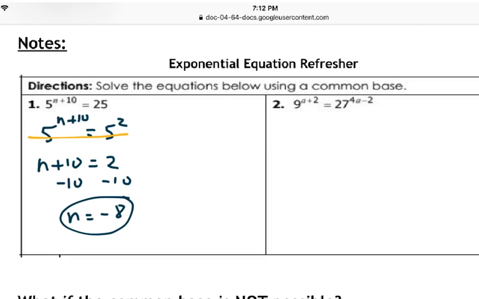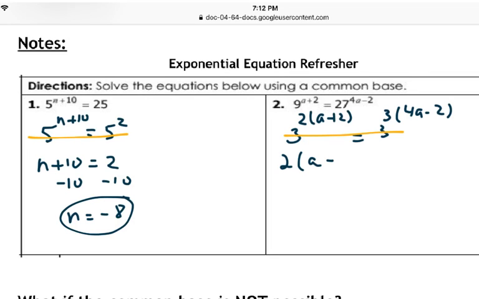Let's take a look at another example where I have 9 and 27. The common base here is 3. So I can write 3 squared. We need to make sure that we don't lose parentheses. 27 is 3 cubed, and I have in parentheses 4a minus 2. So now I'm ready to drop the base and make the exponents equal to each other. 2a plus 2 equals 3.